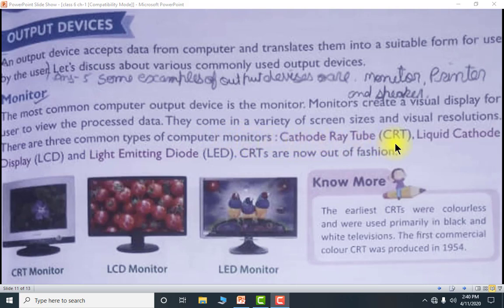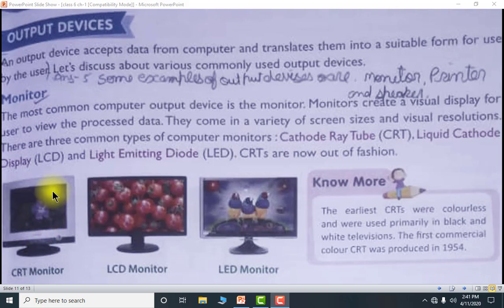Cathode ray tube, this first picture is of the cathode ray tube, CRT monitors. The second one is liquid cathode display, and the proper name is liquid crystal display. It is not cathode, it is crystal, it is misprinted here. Liquid crystal display, short form LCD. And the third one, LED, light emitting diode. These are the three types of monitors available in the market, and the CRTs are now outdated.